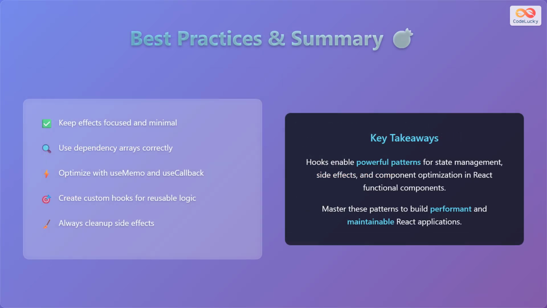To wrap things up, let's review some best practices when working with React hooks. Keep effects focused and minimal. Ensure that your side effects are concise and perform only necessary tasks. Use dependency arrays correctly. Include all dependencies that your effect relies on to prevent stale closures and unexpected behavior. Optimize with useMemo and useCallback. Memoize expensive computations and functions to prevent unnecessary re-renders.